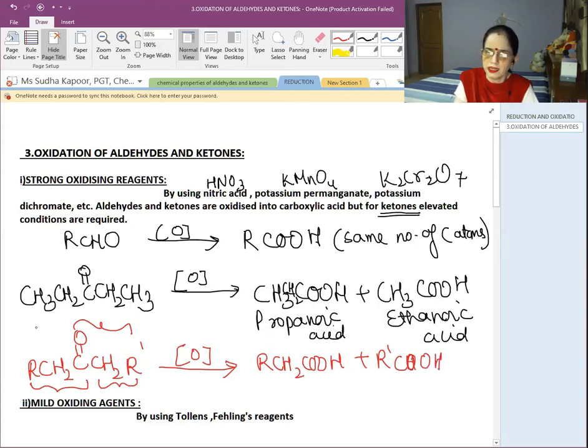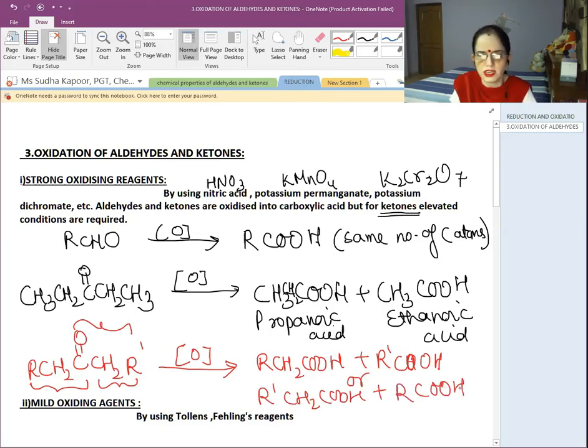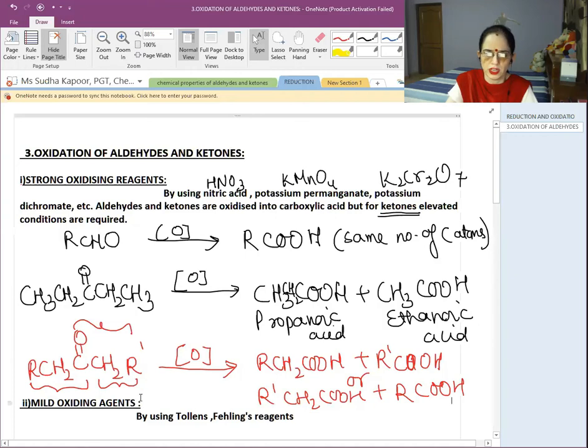But if we have taken, or what happened in this case, the other possibility is R-CH2COOH, then the other is going to be the smaller acid. So both the possibilities are there. We can even have the acid from both the alkyl groups, but there is a rule which is followed over here. It is Popoff's rule.